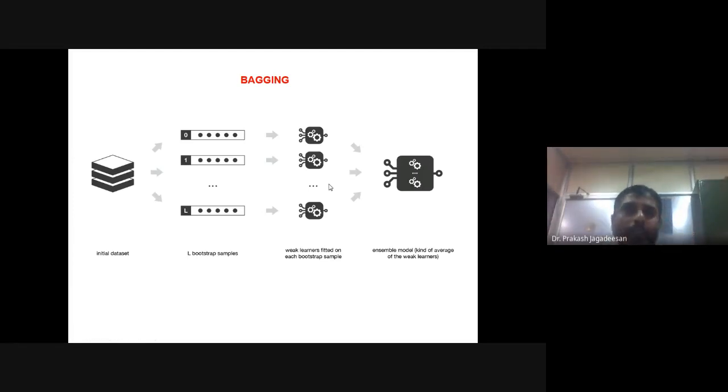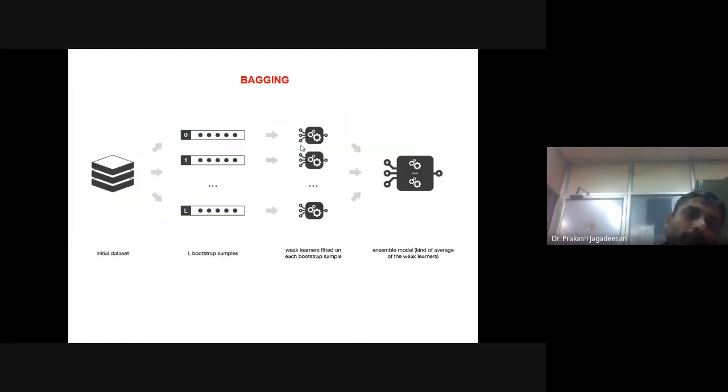I'll try to build a complex model, one that overfits. The model complexity will be high. As a result, what will happen? The variability will be very high. So in order to reduce the variability, I will construct a bank of such models and, with the help of averaging, I will reduce the variance. That is the concept of bagging.